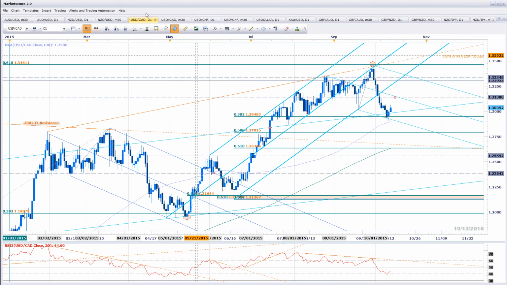Any questions on dollar CAD? Beautiful rebound. The support that we expected to hold held. Near term, the risk is for a little bit more of a spike higher, but we'd be looking for short triggers heading into that 131 handle, 131.38.